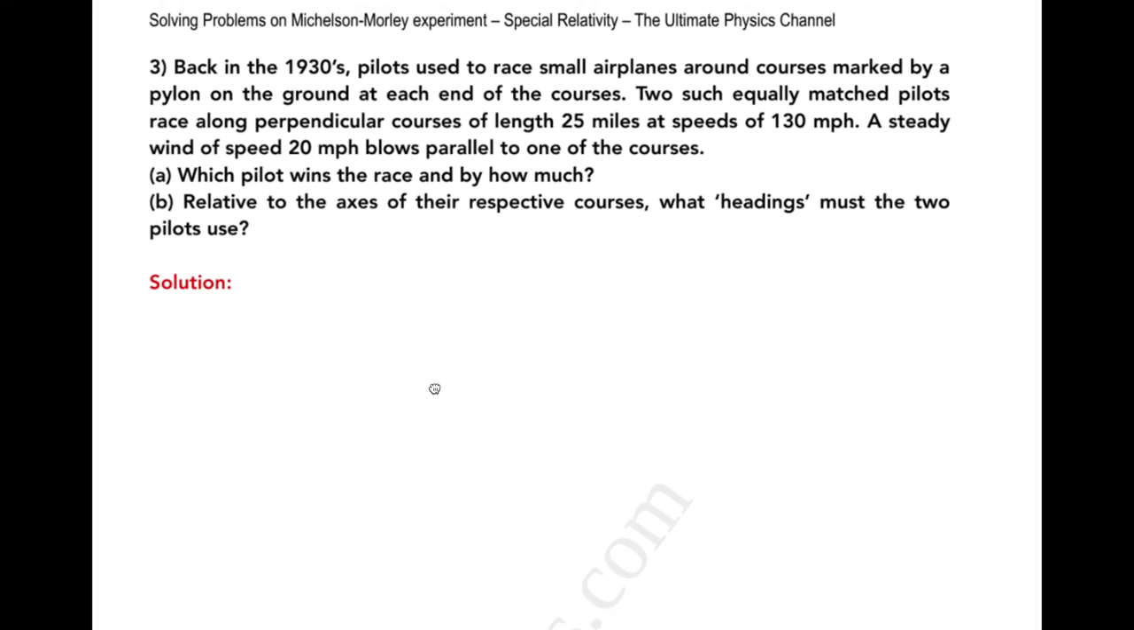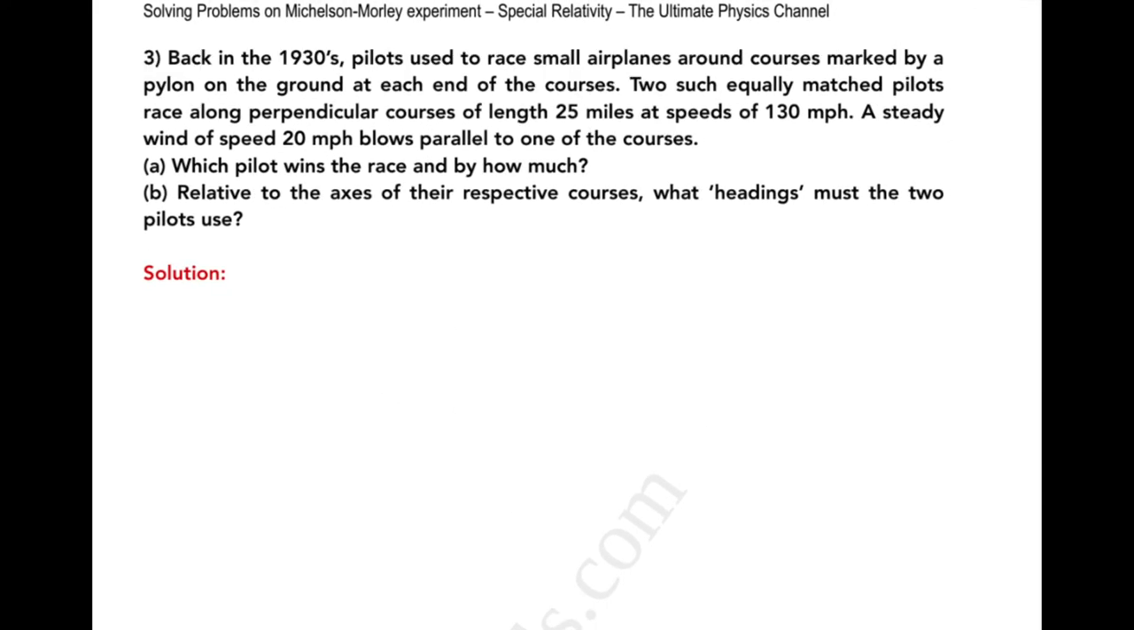Right, so the third problem. Back in the 1930s, pilots used to race small airplanes around courses marked by a pylon on the ground at each end of the courses. Two such equally matched pilots race along perpendicular courses of length 25 miles at speeds of 130 miles per hour. A steady wind of speed 20 miles per hour blows parallel to one of the courses.